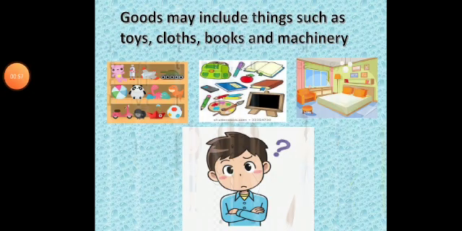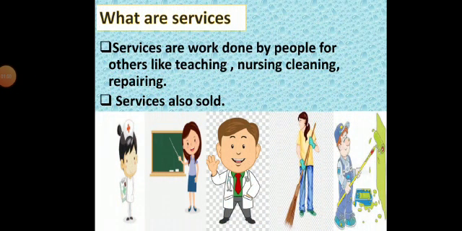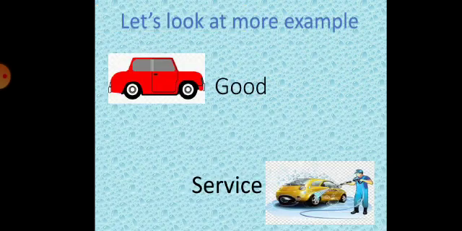Now, students, let's talk about services. Services are work done by people for others. A service is a job you pay someone else to do. In our society, many people are giving their services, such as doctors, teachers, nurses, engineers, shopkeepers. These all are giving us services. Let's look at more examples. With these examples, we can easily understand the difference between goods and services.